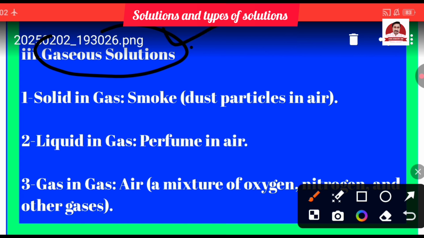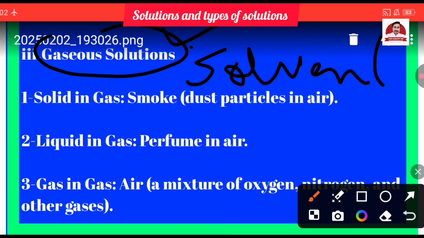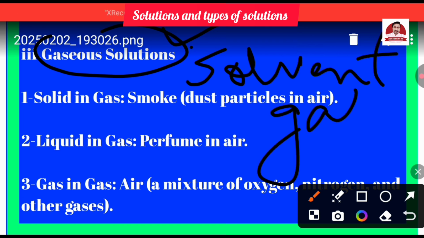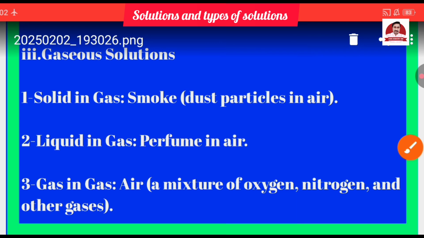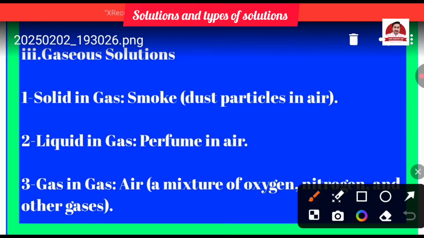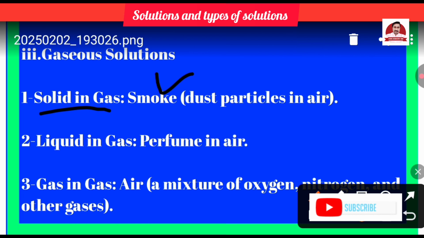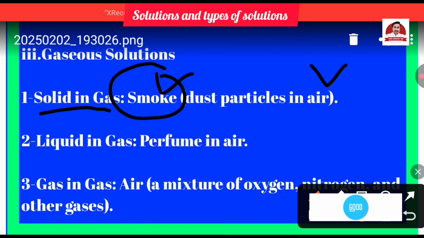The gaseous solution. Gaseous solutions are those solutions in which the solvent is gas and the solute may be solid, liquid or gas. The example of solid in gas is smoke particles in air. Smoke particles are the solid solute and air is the solvent.